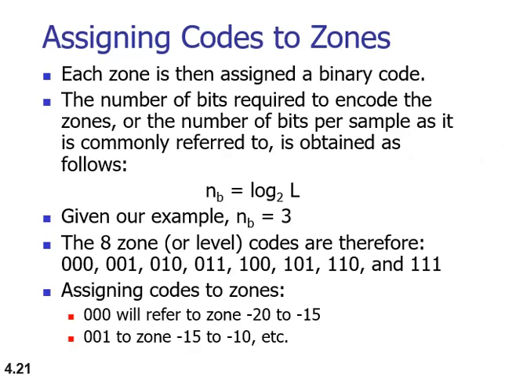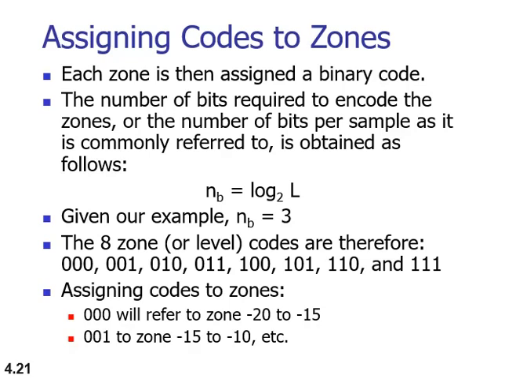Then you assign the codes, that is the third stage in the PCM encoder, the encoding. The last step in PCM encoding is that after each sample is quantized and the number of bits per sample is decided, each sample can be changed to a code word. For example, each level is then assigned a binary code.